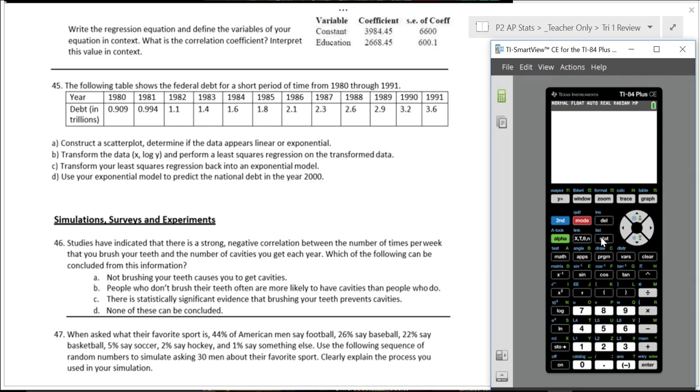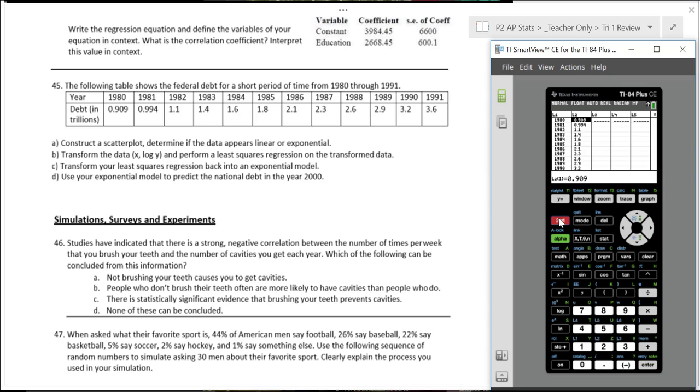All right, so after that is all plugged into your L1 and your L2, remember, you don't have to use 1980. You could have used 0, 1, 2, 3. You would just have to make sure that you knew that that was like years since 1980. So after I get that done, we're constructing a scatter plot.